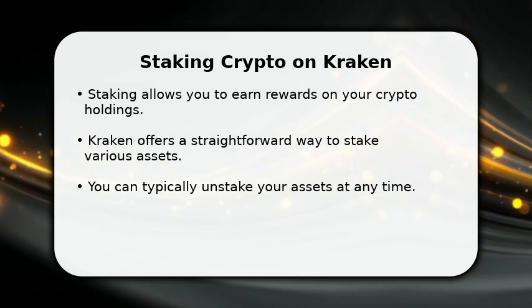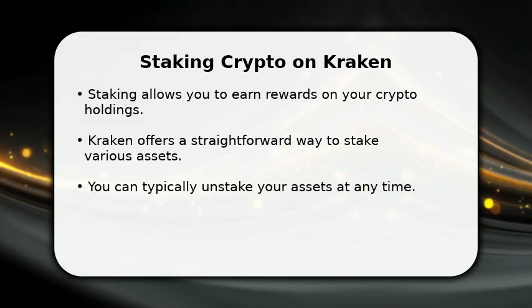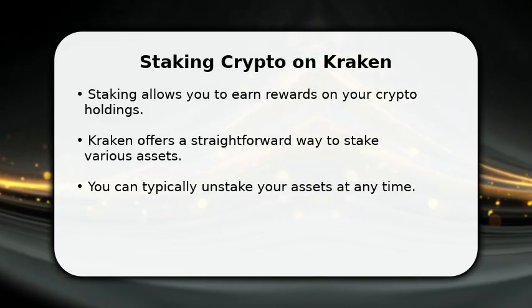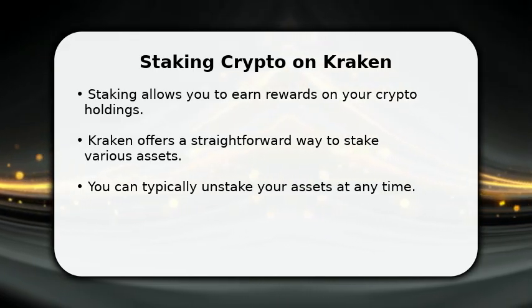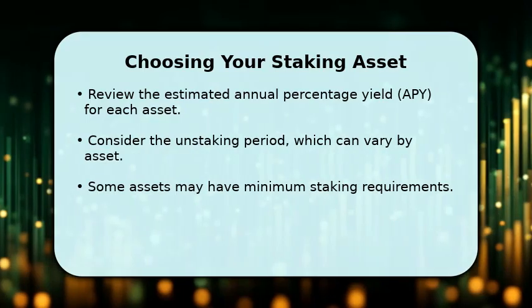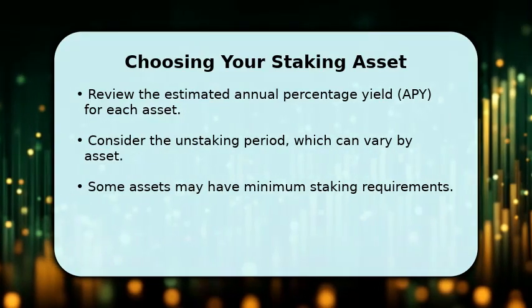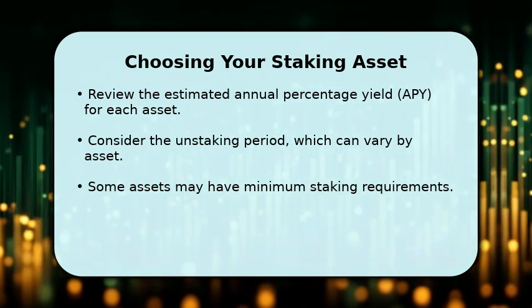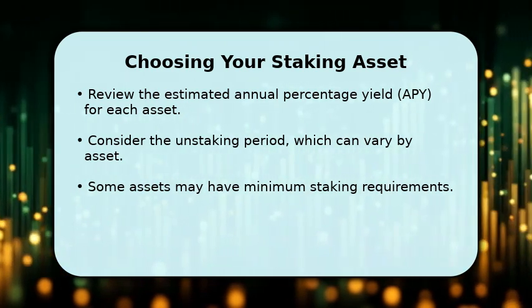Choose the asset you wish to stake, like Ethereum or Solana, and click on it. The platform will display the estimated annual rewards and any lockup periods. Once you've selected your desired asset, you'll need to enter the amount you wish to stake. Kraken will show you the potential earnings based on your input.